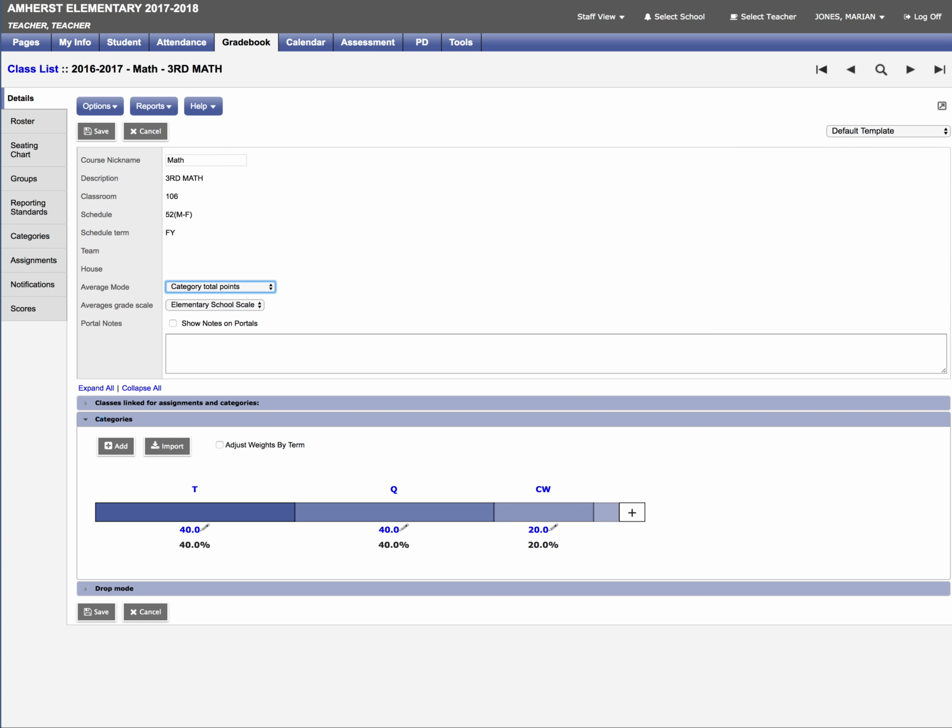Again, most teachers in the Knox County District use category total points or categories only, just depending on what type of assignments they're planning on giving.